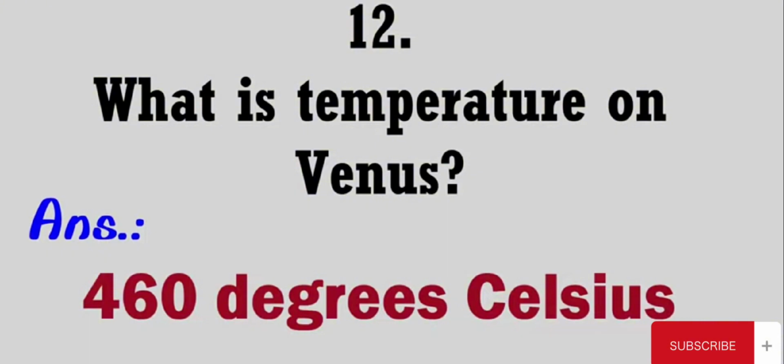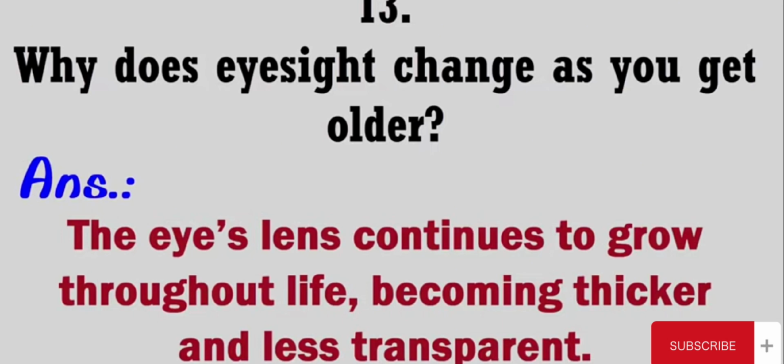46 degrees Celsius. Why does eyesight change as you get older? The eye lens continues to grow throughout life, becoming thicker and less transparent.